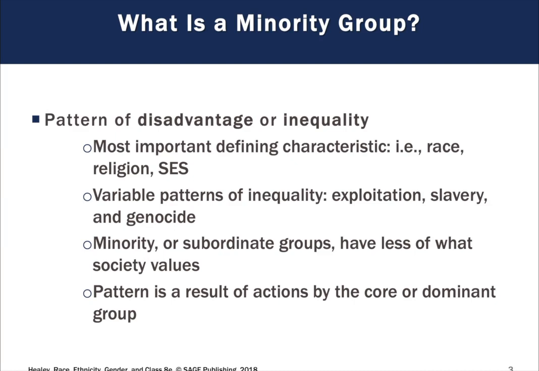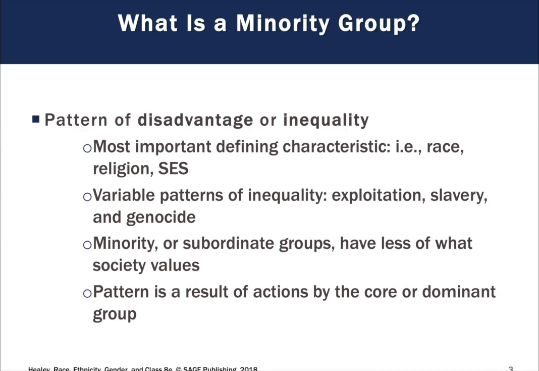What they present is a definition of minority groups that includes information about characteristics. One of the most important defining characteristics for a minority group is an issue of race, religion. Socioeconomic status can also indicate a minority group in the United States. Now, there are variable patterns of inequality. Inequality comes in various forms. Sometimes it comes in exploitation. Sometimes it's slavery. There is even evidence of genocide that takes place.